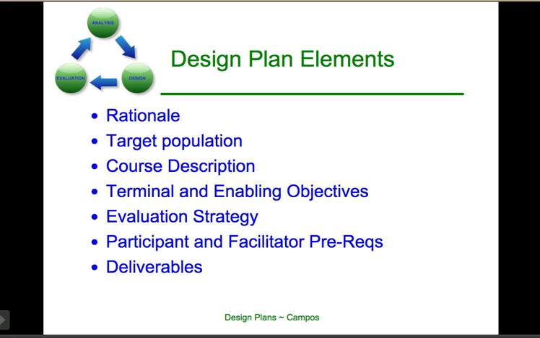As you probably remember from 602, and if you don't, I strongly recommend you go back and check out your textbook. A typical design plan has these standard elements, these 7 elements. A rationale, which is a justification for the learning event, target population, course description, your objectives, you would line up an evaluation strategy, you'd identify prerequisites for both your participants and your facilitators, and you might also put together a set of deliverables that you hope the development team will return at the end of development for the actual delivery of the learning.